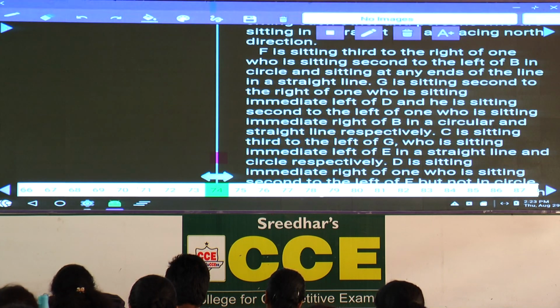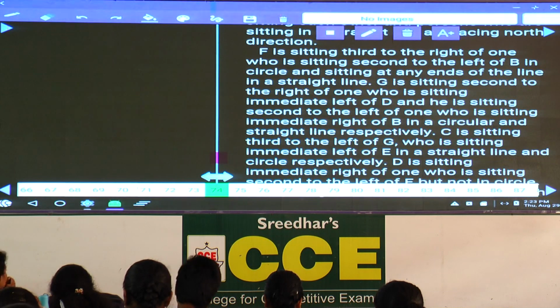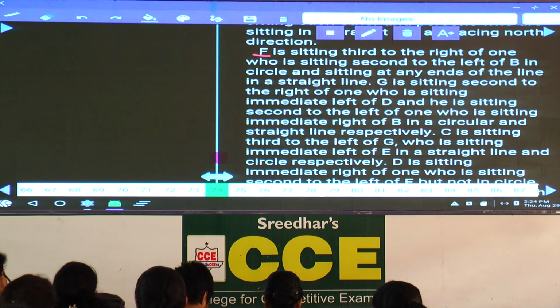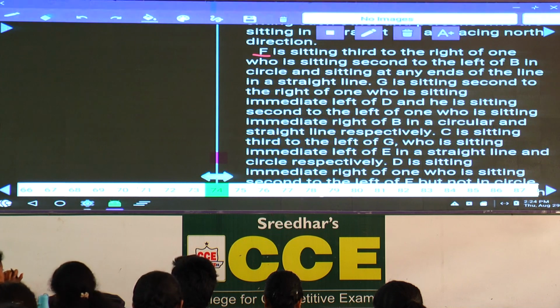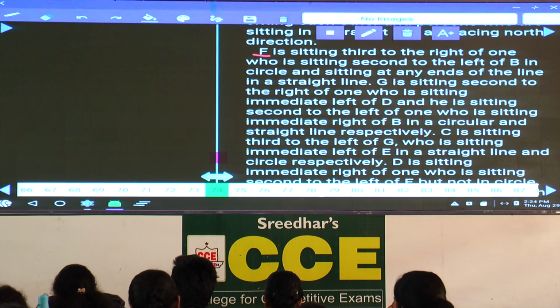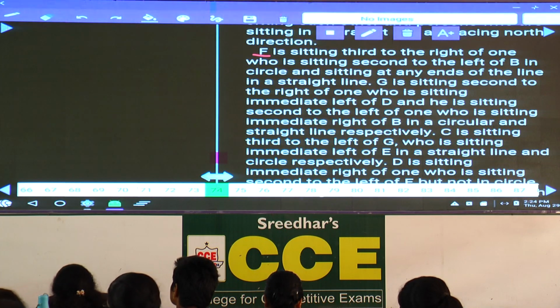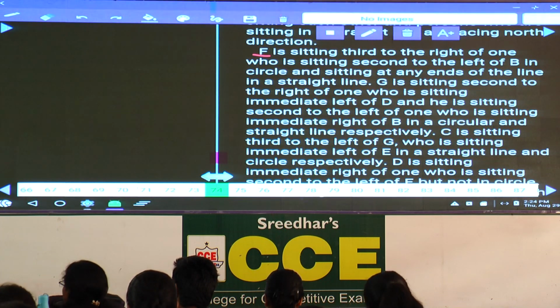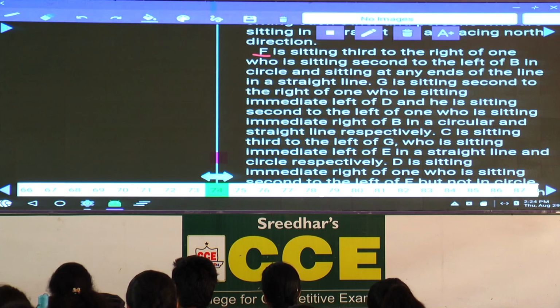Then the conditions are, first one, F is seated third to the right of the one who is seated second to the left of B in a circle and sitting at any ends of the line. So who is sitting at any ends of the line? F is sitting at any ends of the line, isn't it? Now if you observe the statements here, in each and every statement a combination of statements related to a circle and a line is given. Rather than separating them, he has discussed this in detail. That means a combination of circle and line is given.